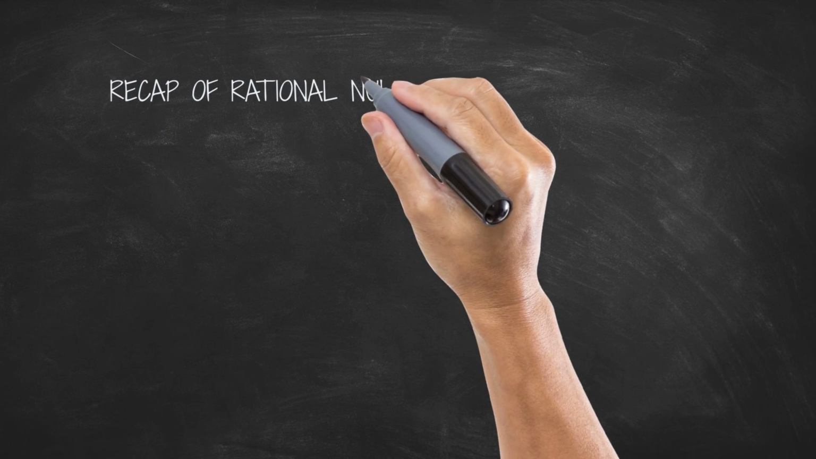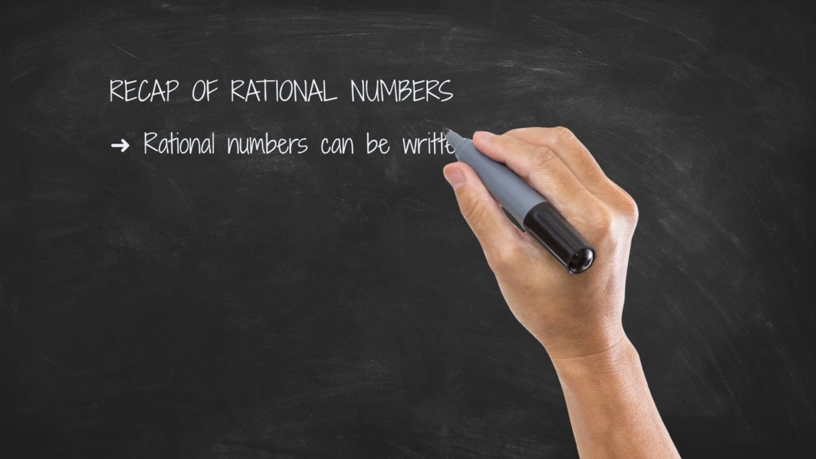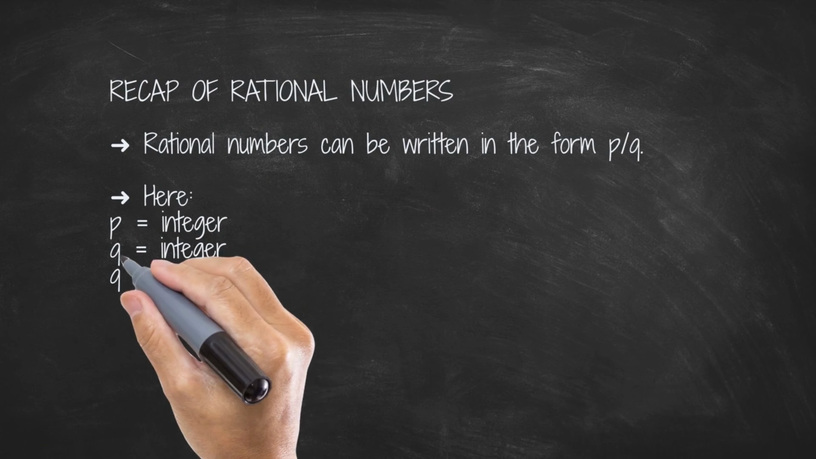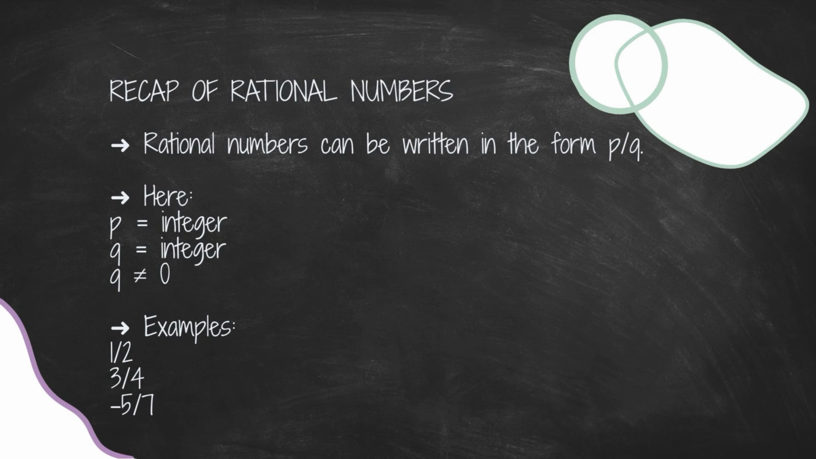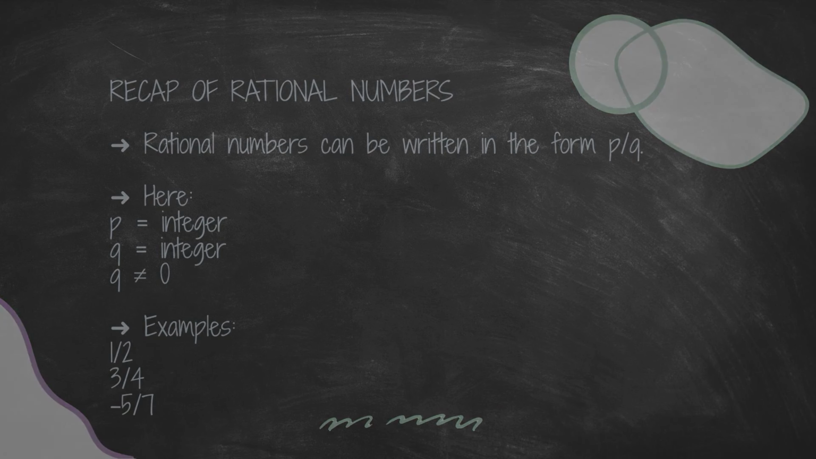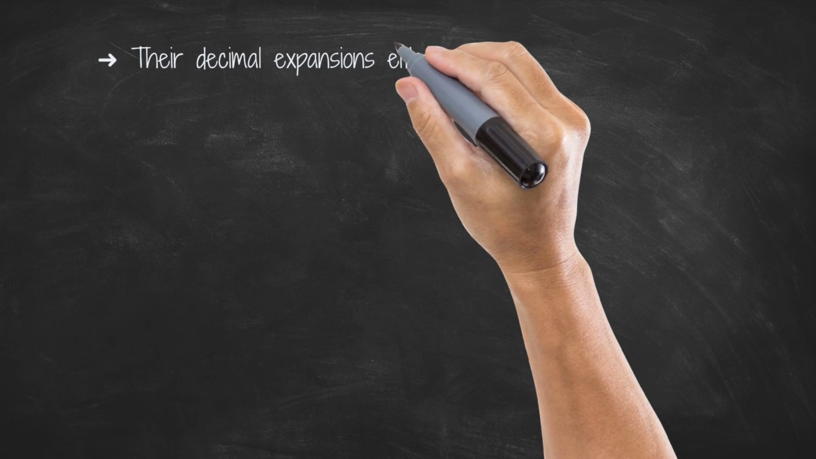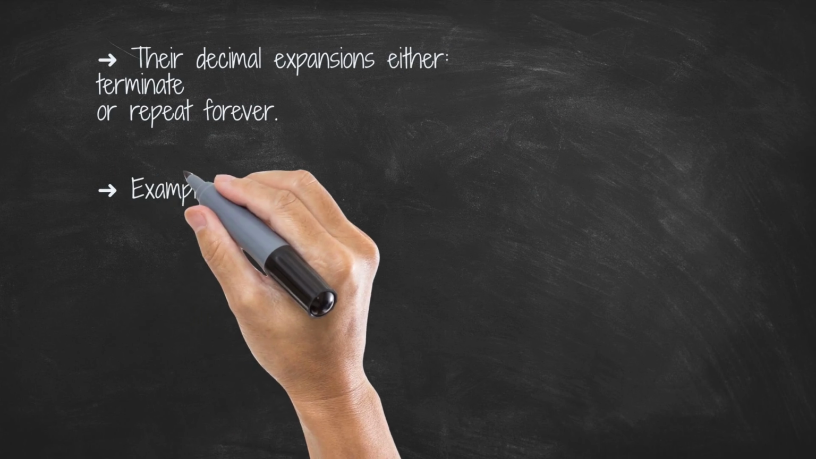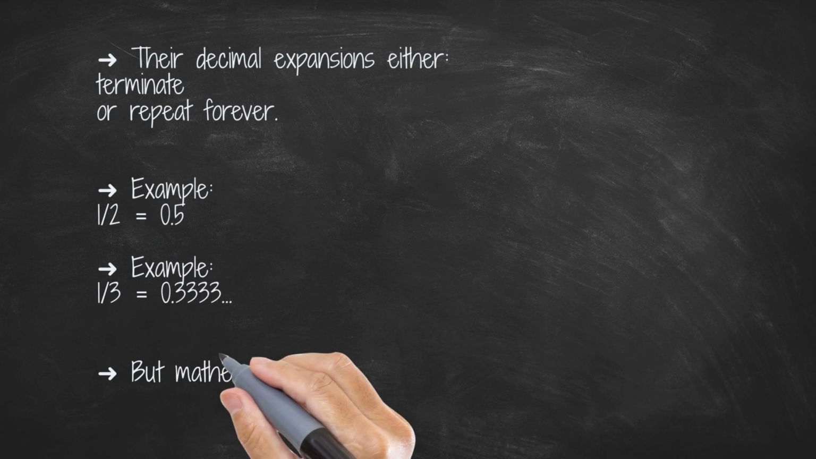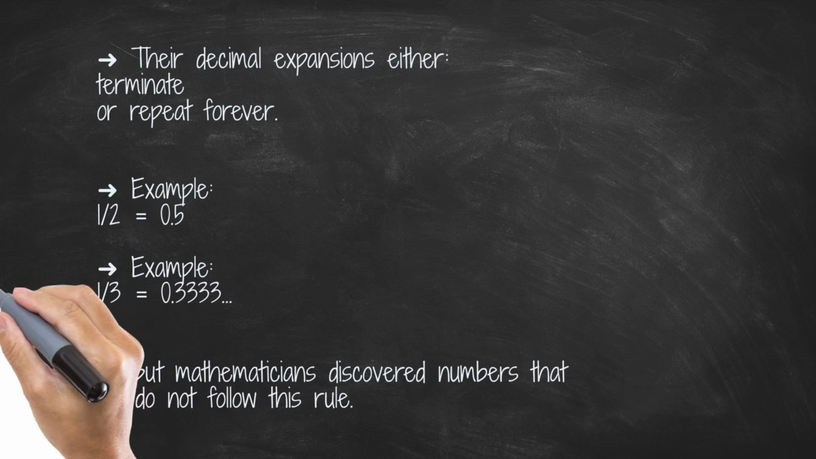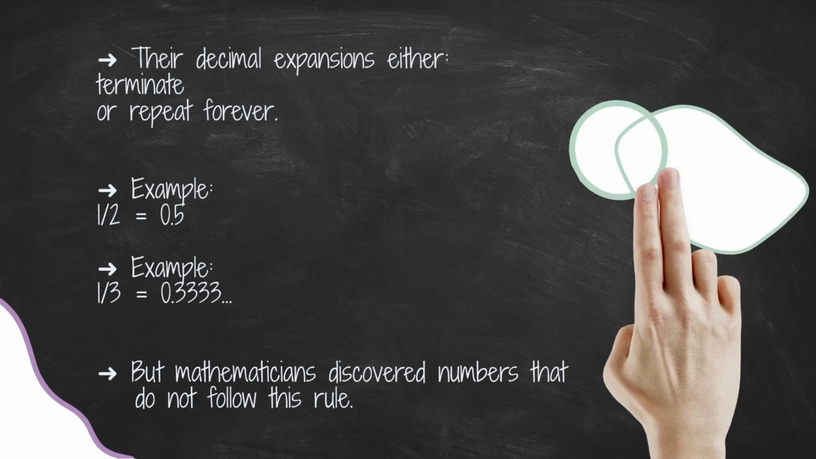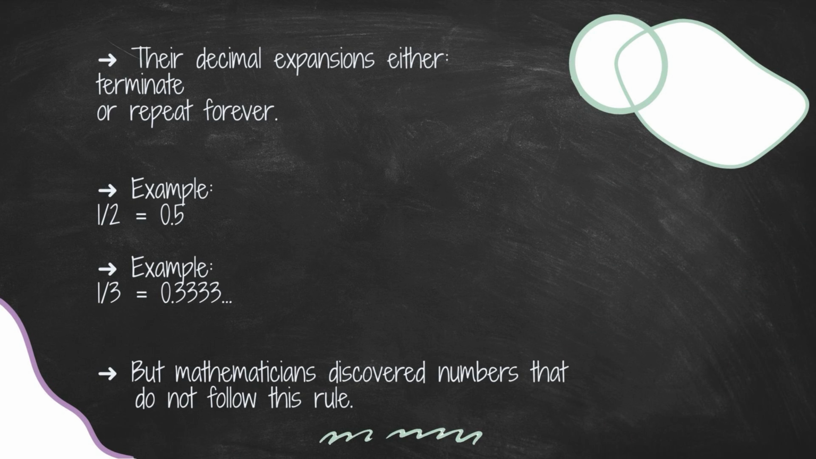Recap of rational numbers. Rational numbers can be written in the form p/q. Here, p equals integer, q equals integer, q not equal to 0. Examples: 1/2, 3/4, -5/7. Their decimal expansions either terminate or repeat forever. Example: 1/2 equals 0.5. Example: 1/3 equals 0.3333. But mathematicians discovered numbers that do not follow this rule.